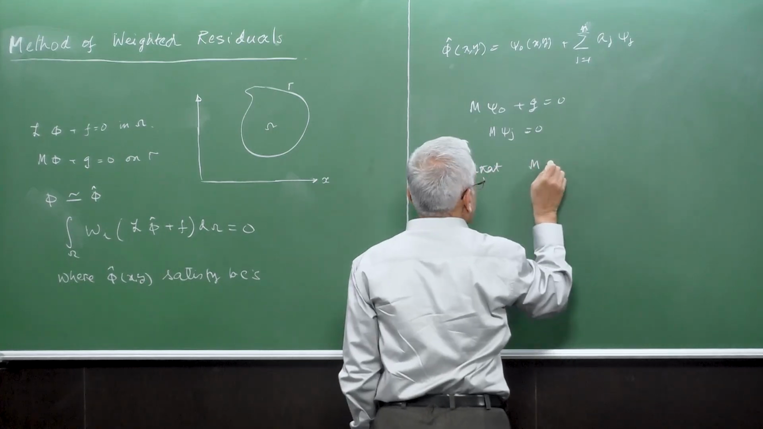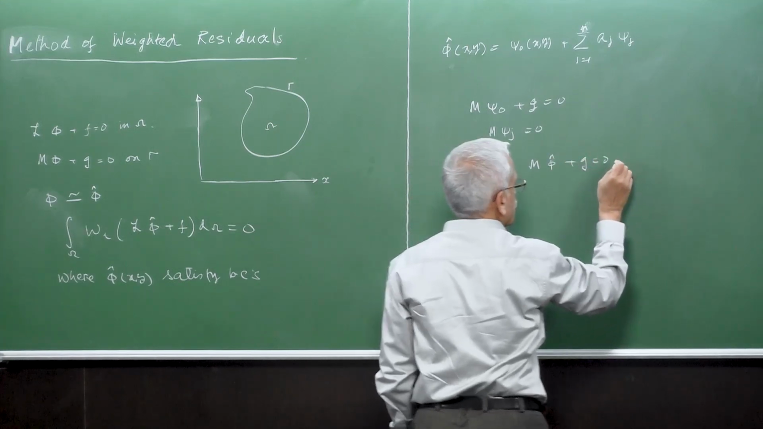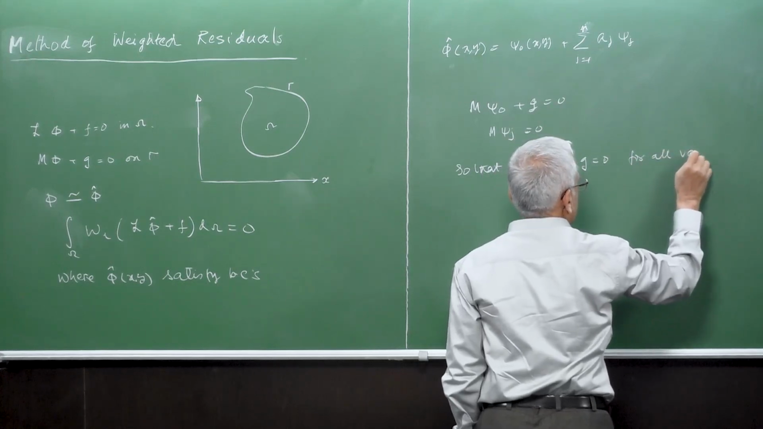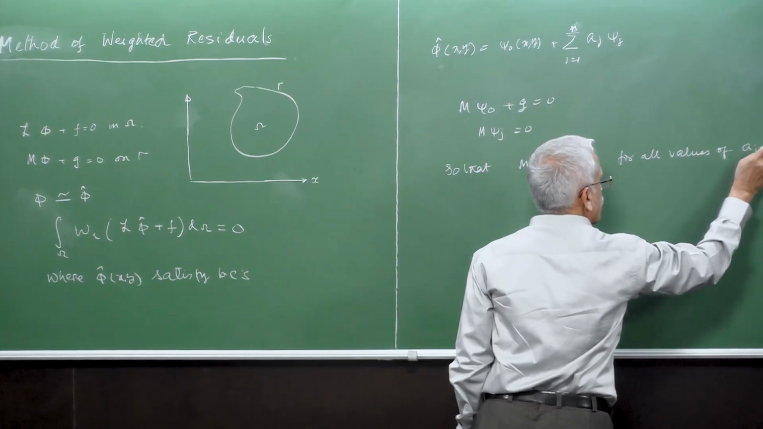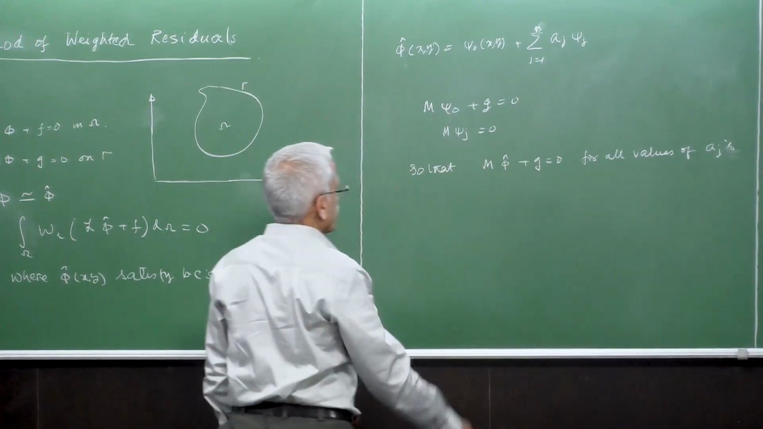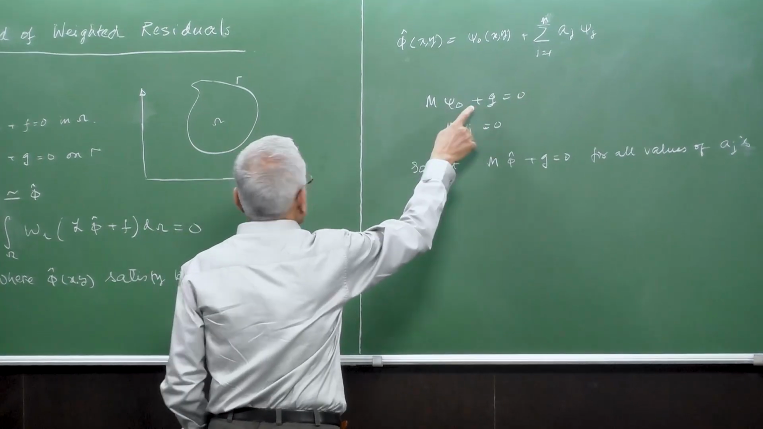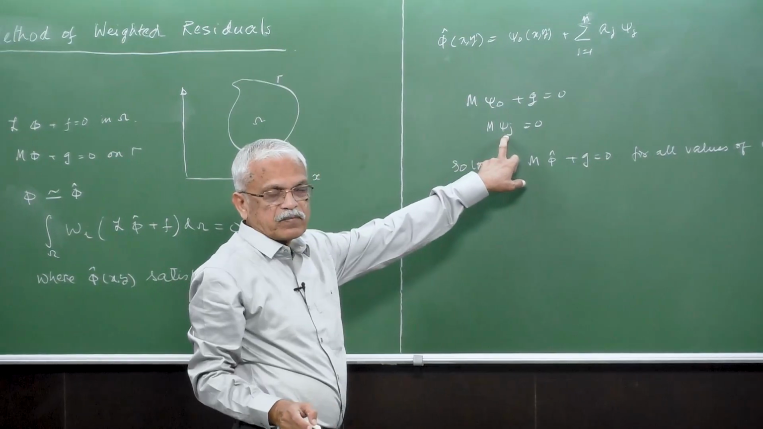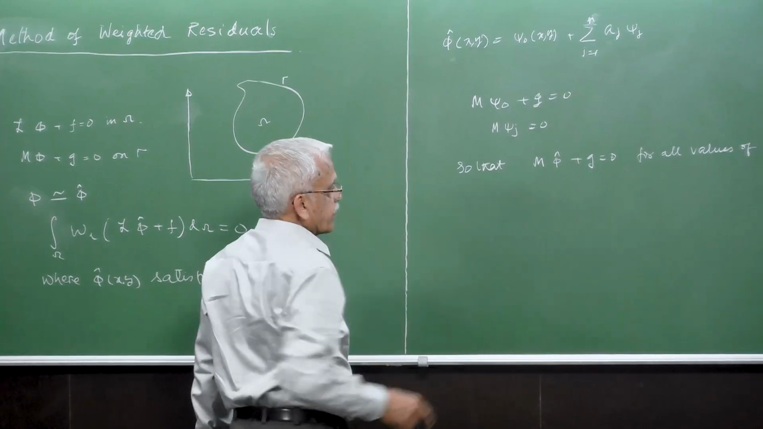M phi hat plus g is equal to 0 for all values of a_j. So this is the important part. Whatever be the a_j, this assumption is going to satisfy if psi naught satisfies the non-homogeneous part of the boundary condition, and the psi j's satisfy the homogeneous part of the boundary condition. Okay, so that M phi hat plus g is equal to 0.